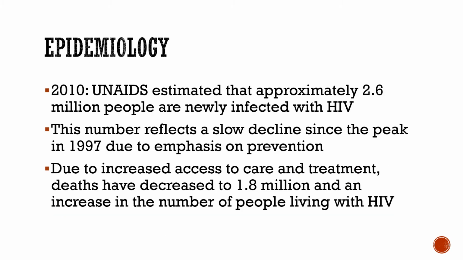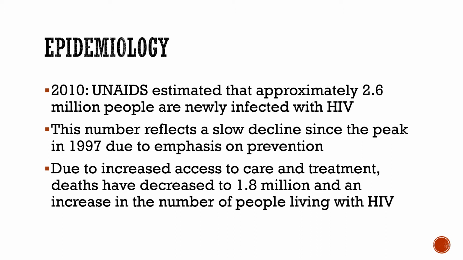In 2010, UNAIDS estimated that approximately 2.6 million people were newly infected with HIV. So again, that number is over 10 years old. The number has only grown. This number reflects a slow decline since the peak in 1997 due to the emphasis on prevention. So there is more awareness, there are more medications, more research, more of everything, more education on how we can prevent this virus.